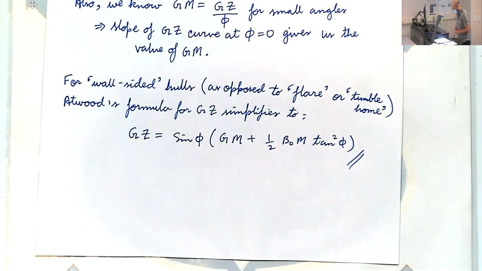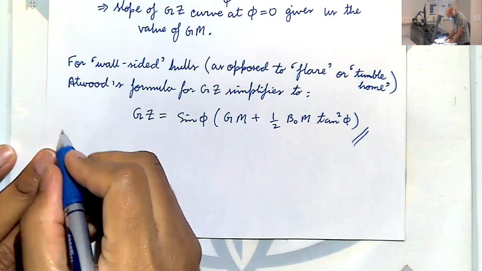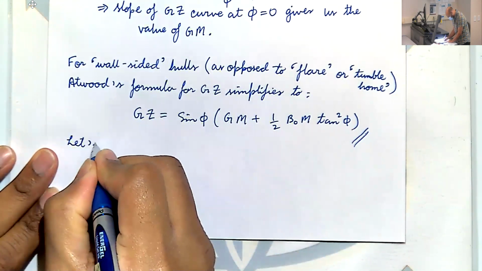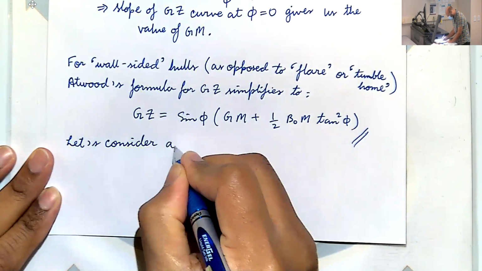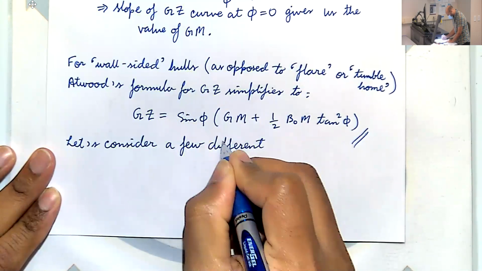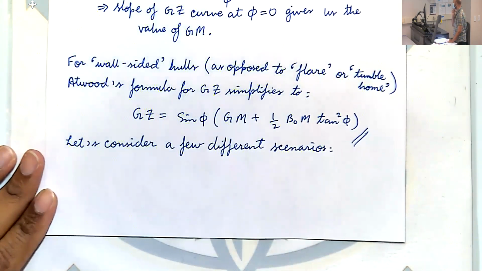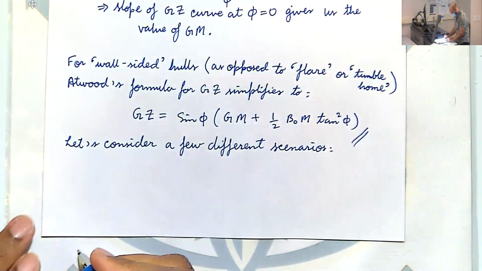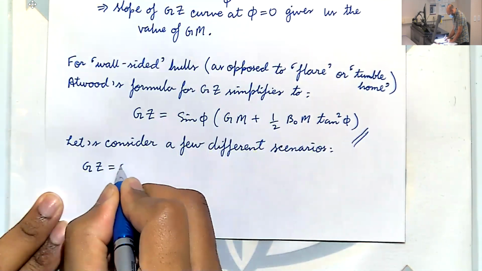This formula gives us some very interesting things that can happen to a hull. So let's talk about when GZ is equal to 0.